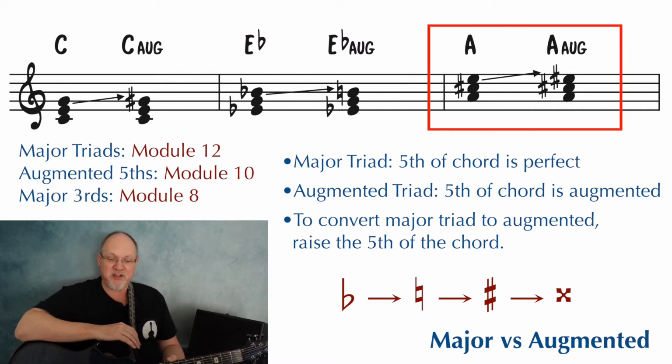And here's an A major triad, A, C sharp, E. To change that A major triad into an A augmented triad, we need to raise that E. The letter name's going to stay the same, so this E becomes an E sharp. Now A augmented is spelled A, C sharp, E sharp.